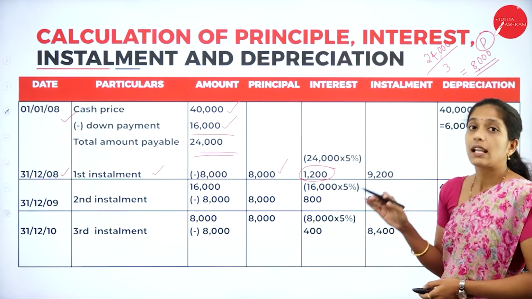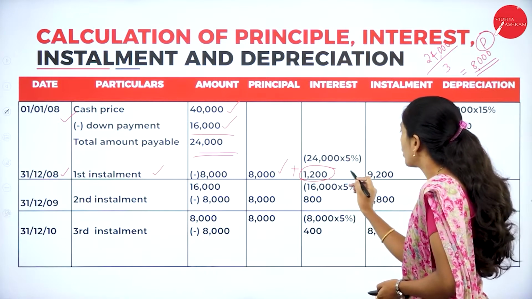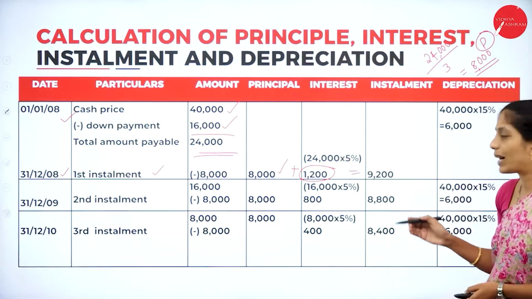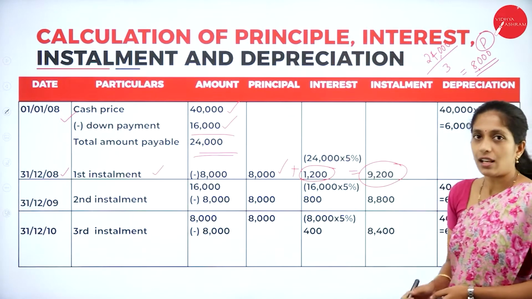Now what is this? Interest. Now add principal and interest. So we'll get the installment amount, that is 8,000 plus 1,200. So 9,200 is the installment to be paid in the first year.